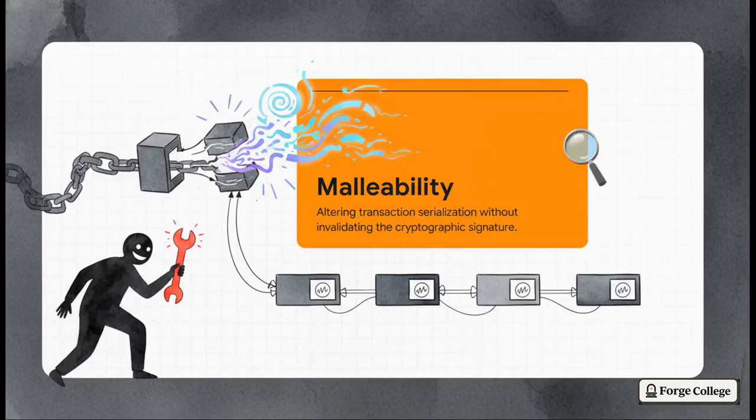Then we have malleability. This is the ability for an attacker to alter a transaction serialization without actually invalidating the cryptographic signature itself. Remember those per-input witnesses we loved in UTXO for joint funding? Yeah, they unfortunately increase your malleability risk. Because the signature might not cover every single byte of the transaction, an attacker could tweak the transaction ID. And that is exactly why UTXO systems require strict canonical encoding rules to keep attackers from altering things mid-flight.